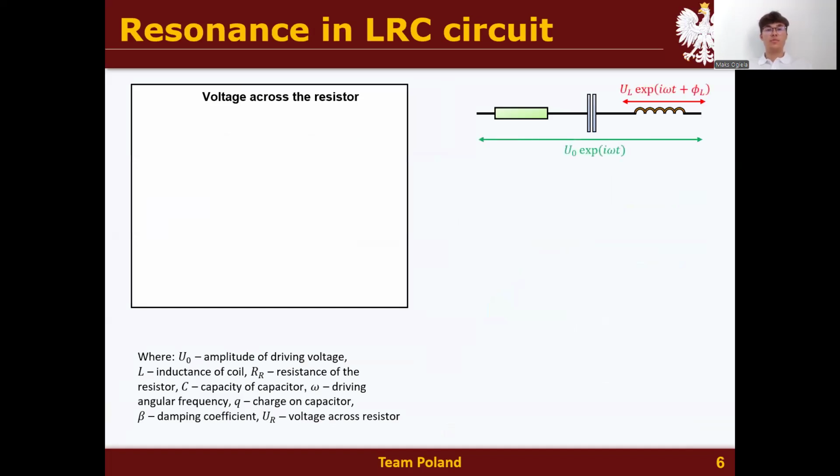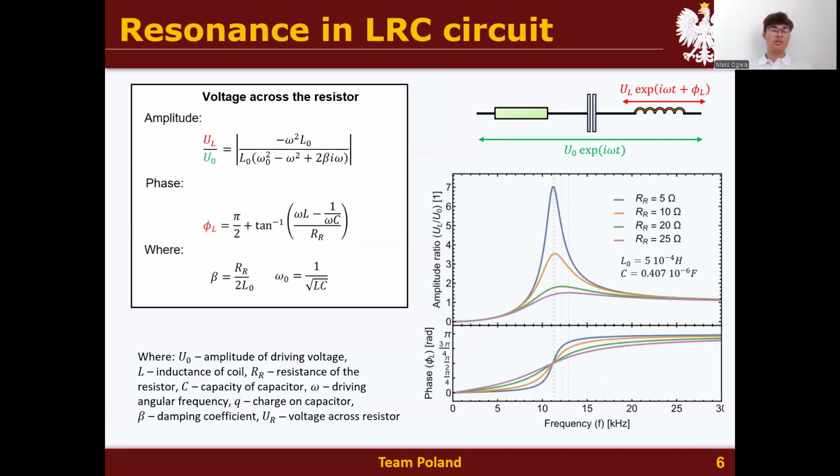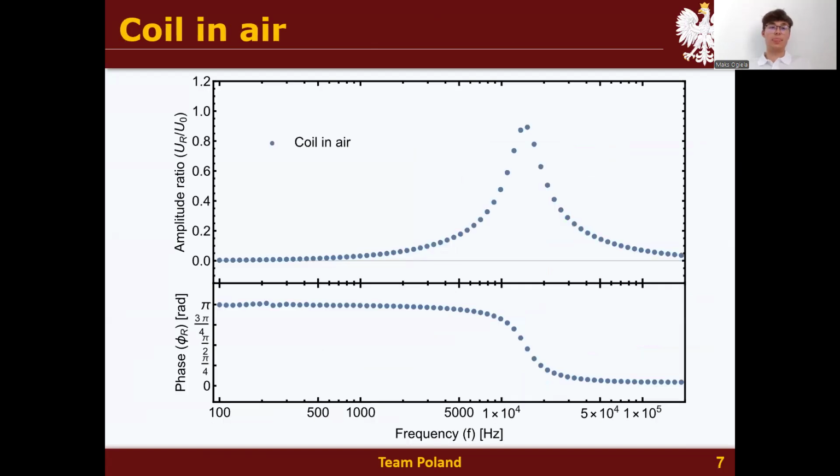Now, by knowing the formula for the voltage drop across the inductor, we can derive the formula for the amplitude ratio of the voltage drop across the inductor compared to the voltage applied to our system. We can also obtain the formula for the phase shift of the voltage on our coil compared to the voltage from the generator. And here on this graph we can see theoretical plots for different values of the resistor used in our setup.